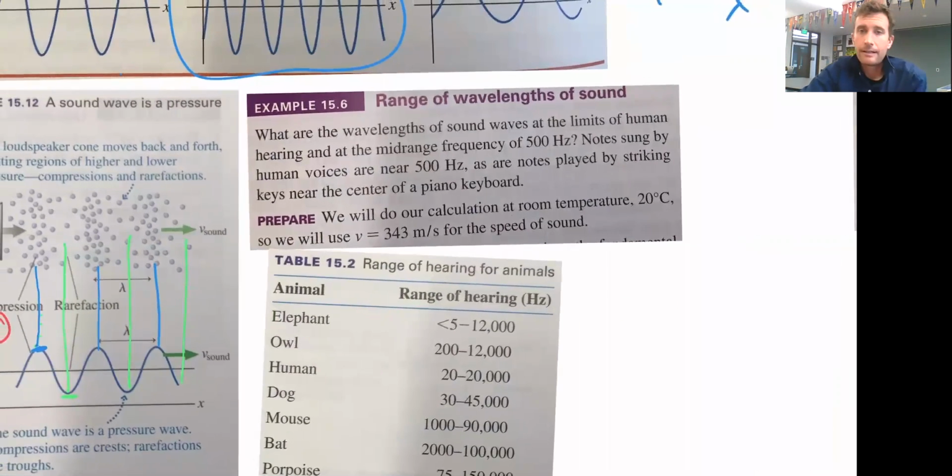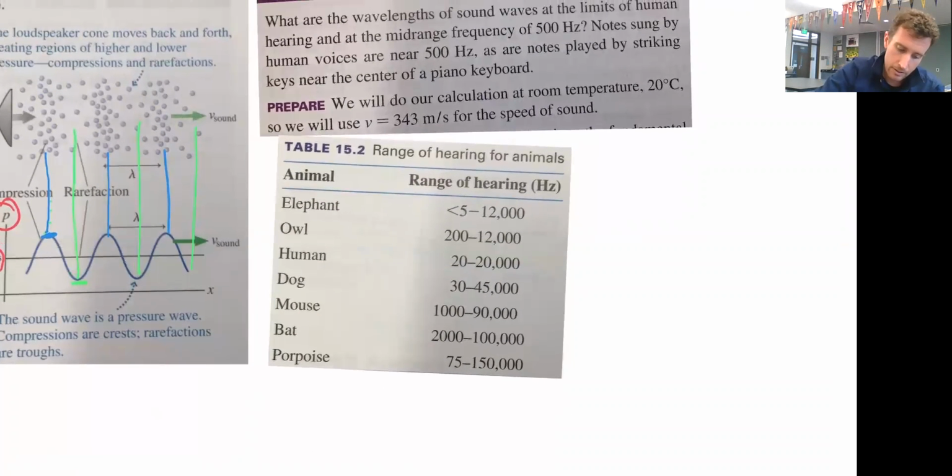All right. Let's do a little range of wavelengths of sound. So what are the wavelengths of sound waves at the limits of human hearing and at the mid-range frequency of 500 hertz? And the sound of human voices singing is about 500 hertz, as are notes in the middle of a keyboard. Okay, so we're going to assume that we have a wave speed of 343 meters per second at 20 degrees Celsius, and then it helps to know what is the range of human hearing. So here's humans, 20 to 20,000 hertz, and I need the wavelength.